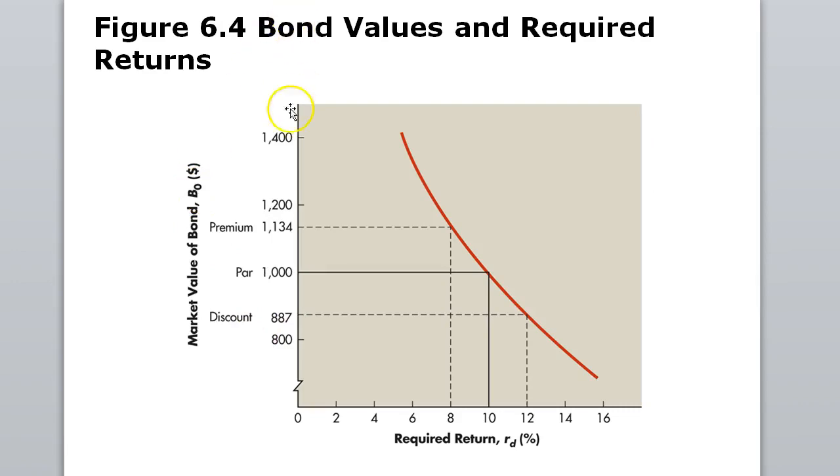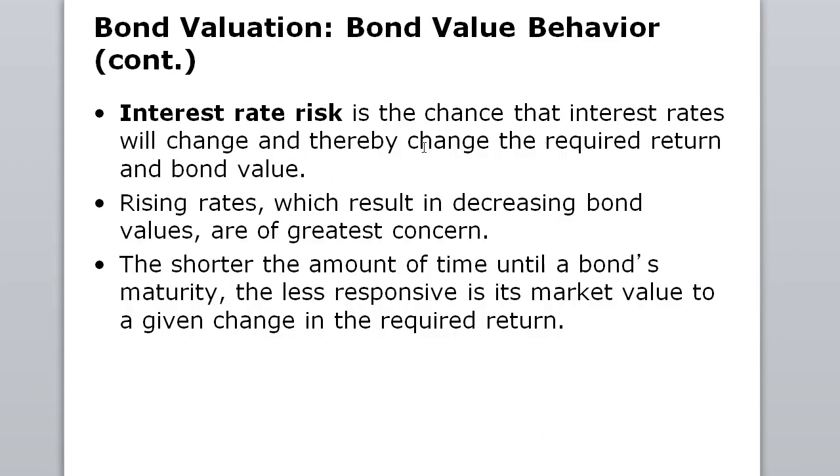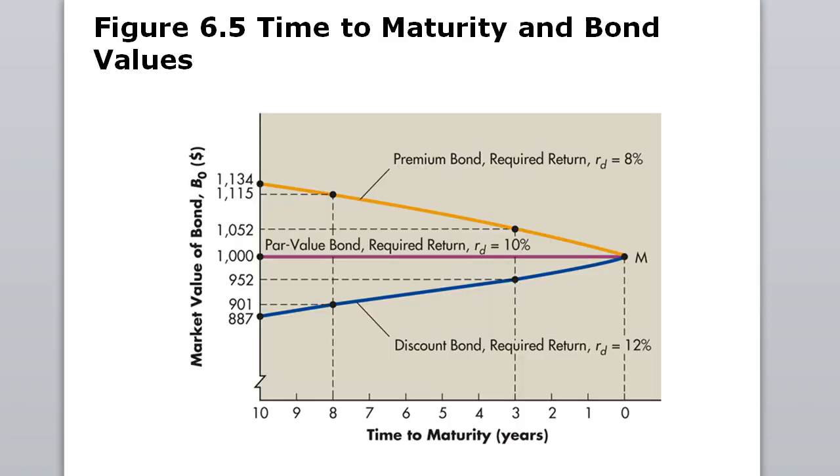And this is the bond value and required rates of return. If the required rate of return is increasing, the actual bond value decreases and sells at a discount. This is what we call the inverse relationship between bond prices and required rates of return. Interest rate risk is the chance that interest rates will change, and thereby the required rate of return and the bond value would change. Rising interest rates will decrease bond values, and lowering interest rates will increase bond values. There's that inverse relationship.